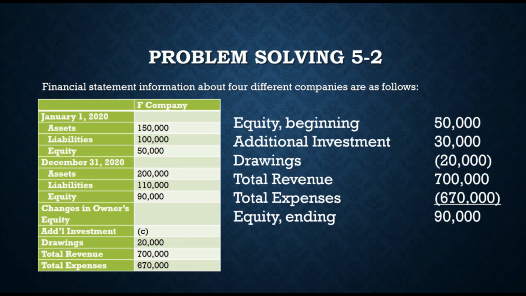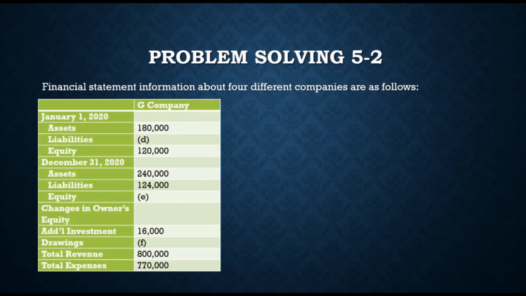So, i-check natin kung tama. So, 50,000 plus 30,000 minus 20,000 plus 700,000 minus 670,000. Dapat ang magiging sagot ay 90,000 which is yung equity ending. So, tama na ang additional investment natin during the year ay 30,000. So, pumunta naman tayo kay Company G.